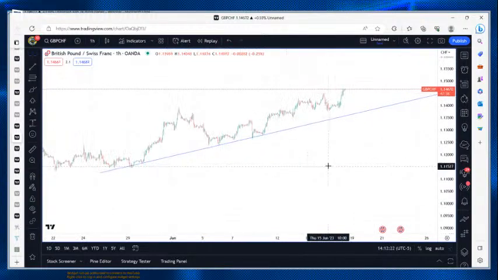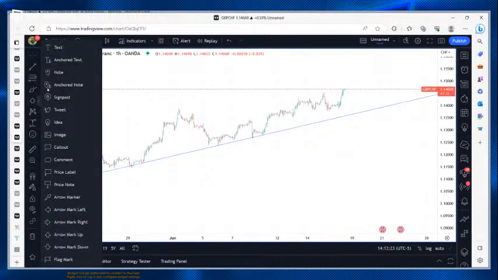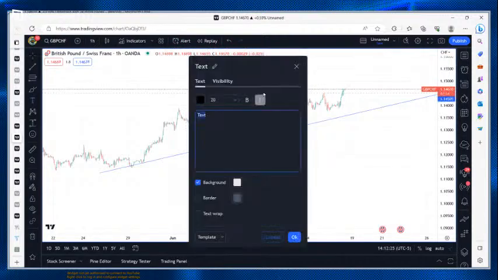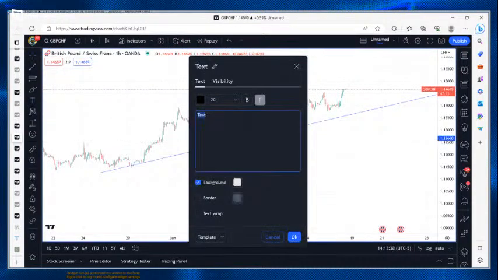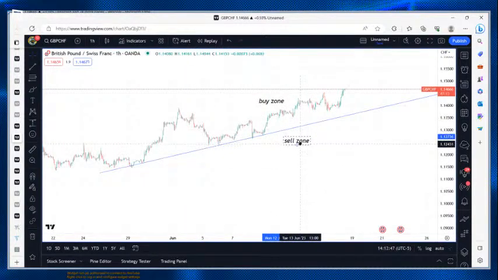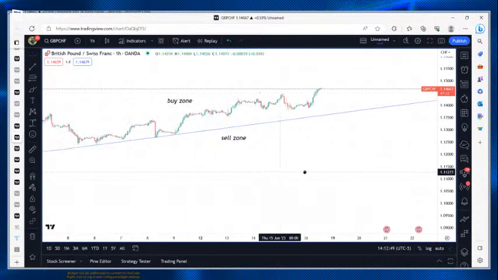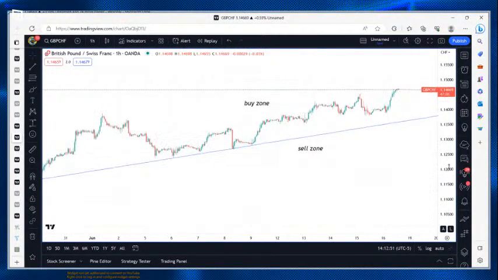1 hour time frame. All right, we have our buy zone, sell zone here. So we got buy zone, got buy zone, and then you got a sell zone. All right, there's a buy zone, sell zone. Market is currently going up.